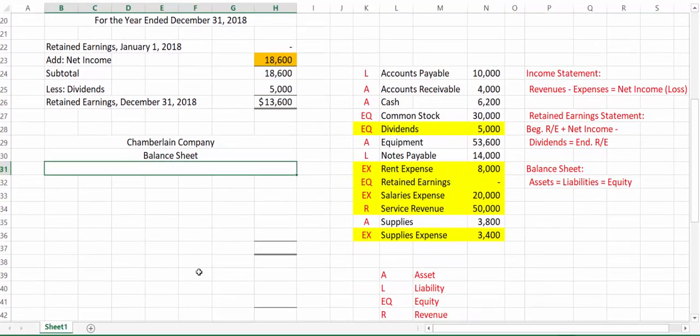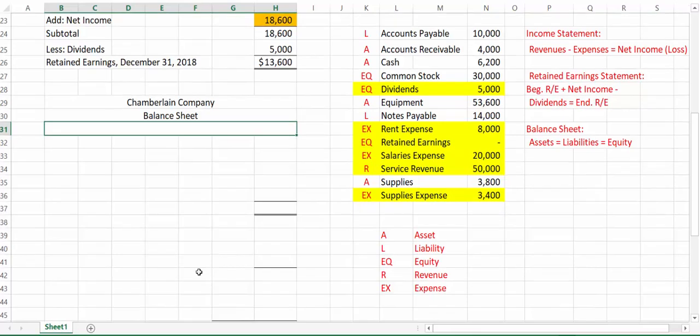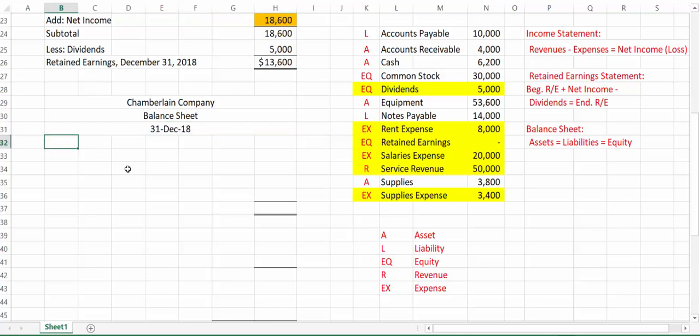And instead of "for the year ended," a balance sheet is a snapshot at a point in time. So our balance sheet is just going to say December 31st, 2018. Okay, so now, first thing is assets.